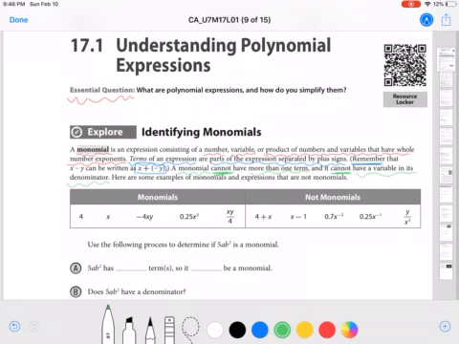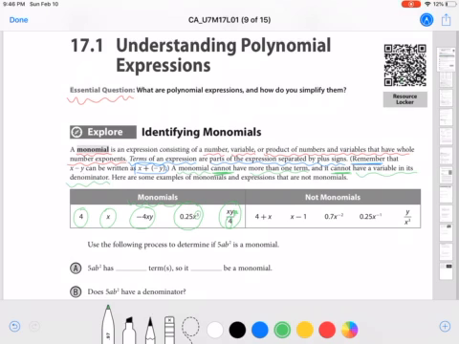And so we're going to look at this table. We're going to start here with the monomials. So 4, that's going to be one term, and so we know that it is a monomial. We have x, again, one term. It is a monomial. Negative 4xy, so it's a product of numbers and variables. Again, it's one term. 0.25x cubed, again, product of numbers and variables that have whole number exponents, so 3 is a whole number, so that qualifies as a monomial. And then xy over 4. So again, the variables are in the numerator here. They're not actually in the denominator, and so this is a monomial.